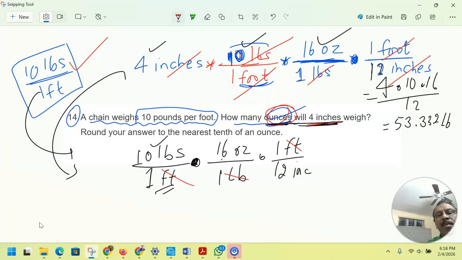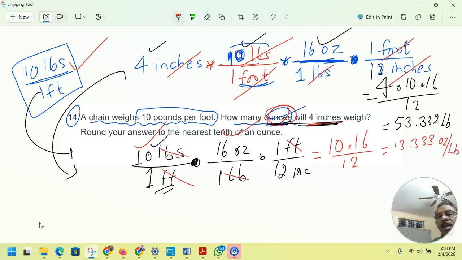Then we have pound and pound, and we have a new rate that is 10 times 16 divided by 12, and that you get 13.3333 pounds per inch. This is per inch. This is the inches remaining. See this? So this is inches. This is remaining, right? Now, if this is per inch, we want 4 inches.